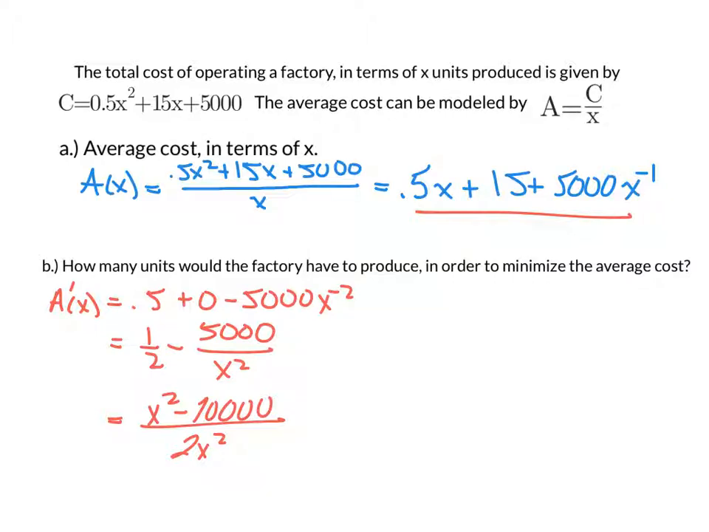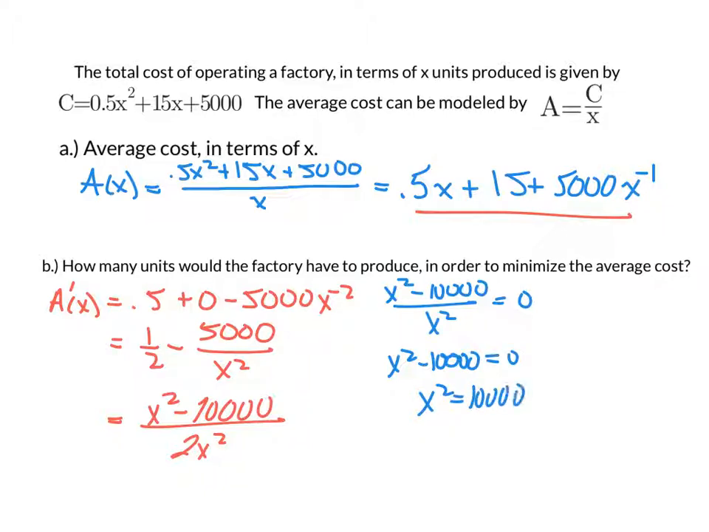The values of x that are going to optimize this function are those values that will make this derivative equal to 0 or undefined. If the derivative is equal to 0, then the numerator is equal to 0, making x² equal to 10,000, and x is equal to positive or negative 100. Or we have this possibility of our derivative being undefined, so that would be when our denominator, 2x², is equal to 0, making x equal 0. So we have 3 critical numbers.